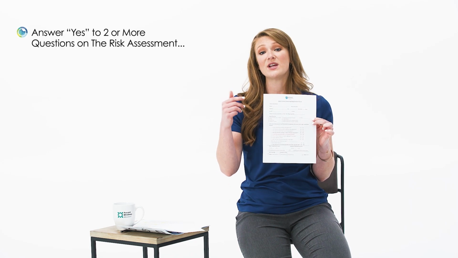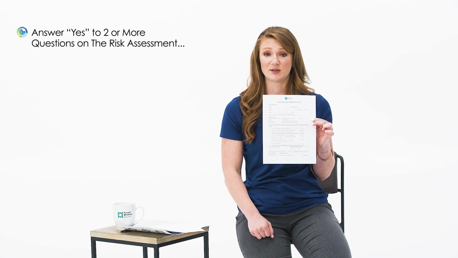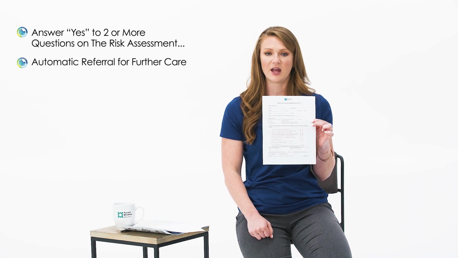So if they answer yes to question 4 or 10 or both, you know it's going to be an automatic referral. However, if you have an adult that does not answer yes to 4 or 10, but they answer yes to 2 or more questions on the risk assessment, they would be referred on for further care. So again, 4 and 10 are automatic referral questions, or if they answer yes to 2 or more questions on the risk assessment, we would refer them on to further care. You can see it's very hard for an adult to pass the risk assessment section. So that's why you can refer them based off of this.